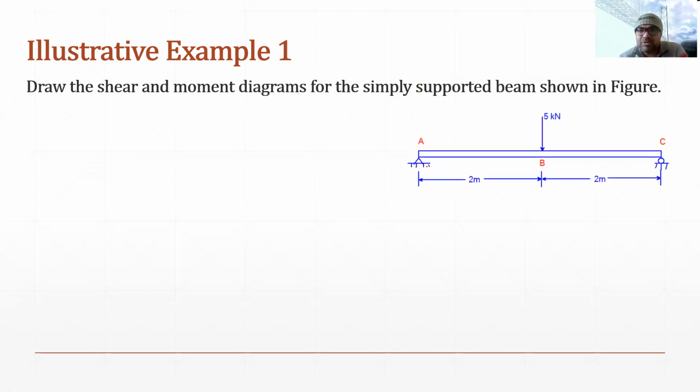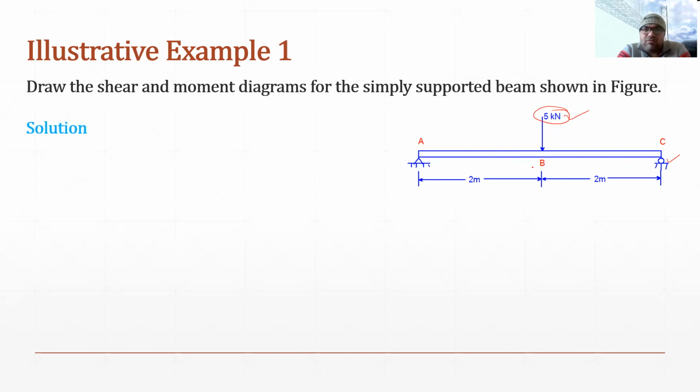So this is a simply supported beam. On end A it is hinged and on end C it is roller supported. In this beam there is a central load, which is a point load, acting at the mid span, and the magnitude of this load is 5 kilonewton, and the total length of this beam is 4 meter.